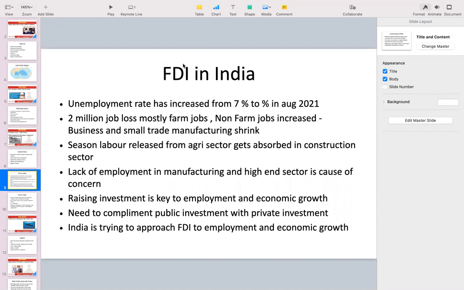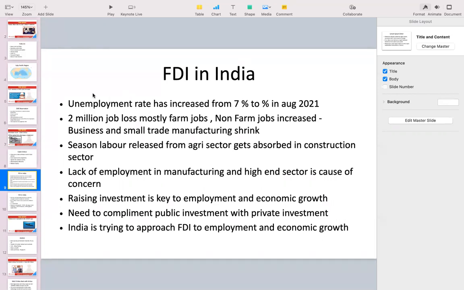Moving to the next article, it was about foreign direct investment, or FDI, in India. The article is basically talking about how India is getting FDI, but it is not resulting in good employment. That's what it is trying to review. So this will give you an analytical view. Let's discuss these points.